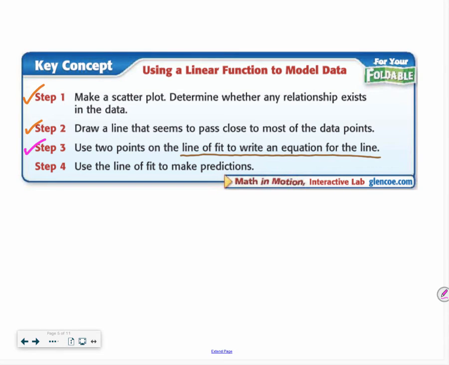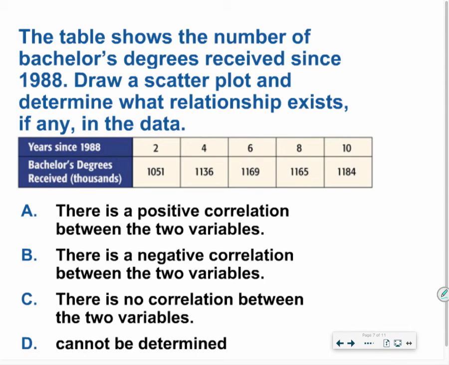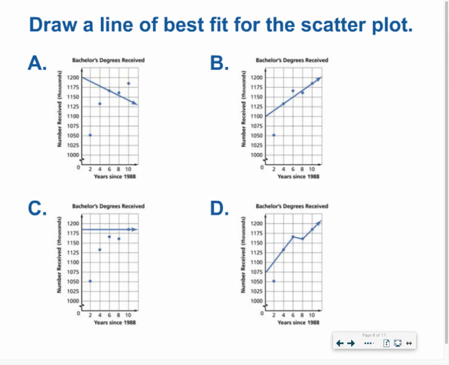and use the line of fit to make predictions. We'll do that in our next example, okay? But what I want you to do is test your knowledge of what I just taught you and see how you can do. Hopefully for this first one you determine that there is a positive correlation between the 2 variables. Go ahead and look at the graphs and see if you can figure out which one has the line of best fit for the scatter plot. Remember, you want your line to go through as many points as possible. Hopefully you looked at graph B and you decided that one looked like the line of best fit.